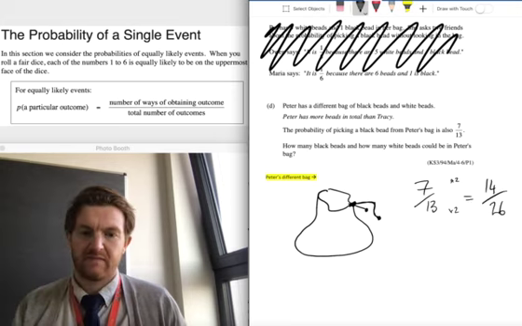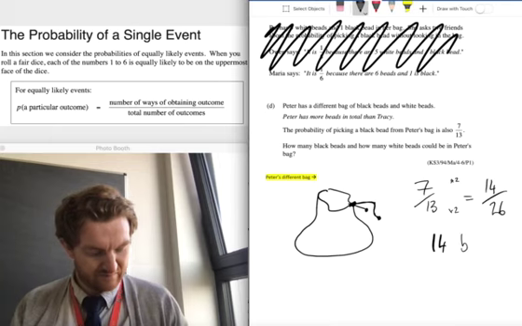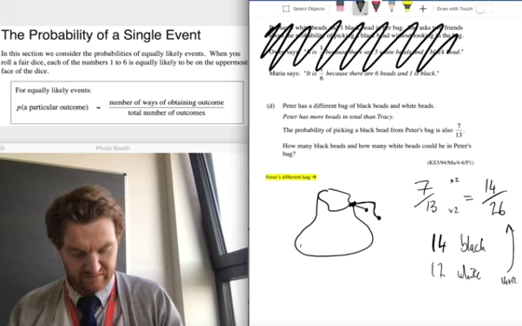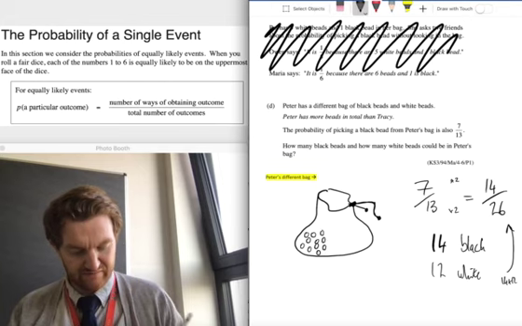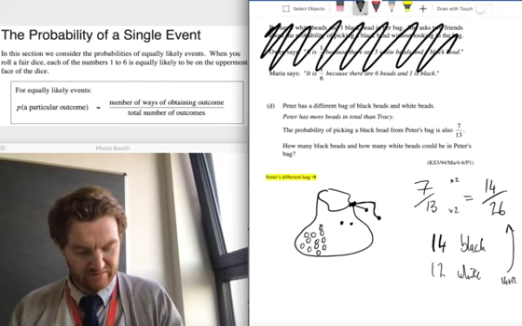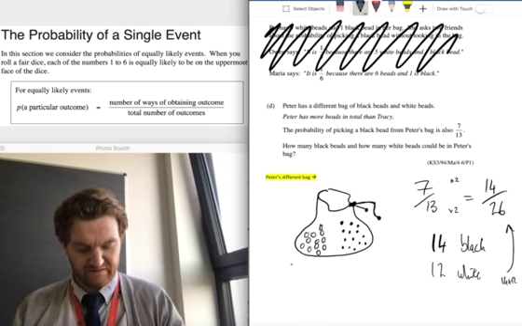So that would mean that there are 14 black beads and 12, because we know that it has to add up to 26, white. So we'd have 1, 2, 3, 4, 5, 6, 7, 8, 9, 10, 11, 12 white, and 1, 2, 3, 4, 8, 9, 10, 11, 12, 13, 14. So 12 white, 14 black.